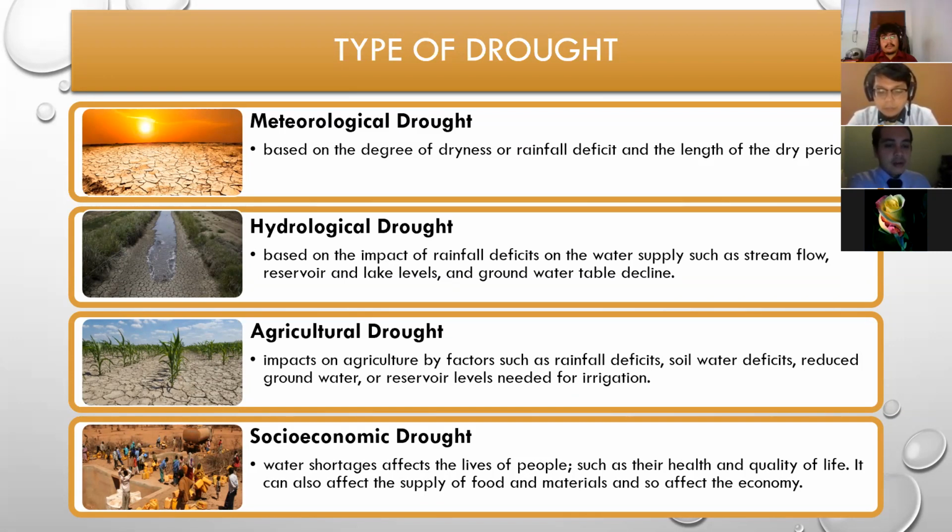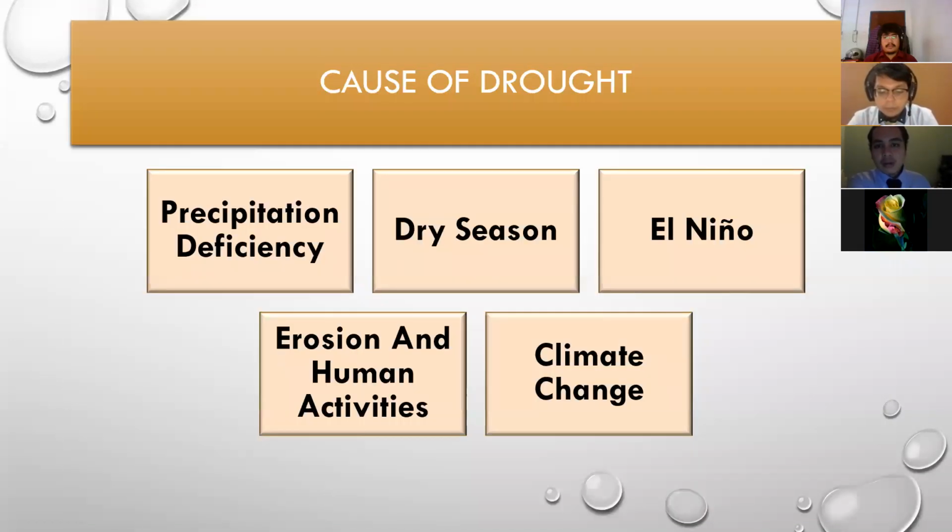And finally, socio-economic drought. Water shortage affects the life of people such as their health and quality of life. It can also affect the supply of food and material and also affect the economy too. So I'm going to explain to you the five causes of drought. First is precipitation deficiency. Second, dry season. Third, El Nino. Fourth, erosion and human activities. And fifth is climate change.